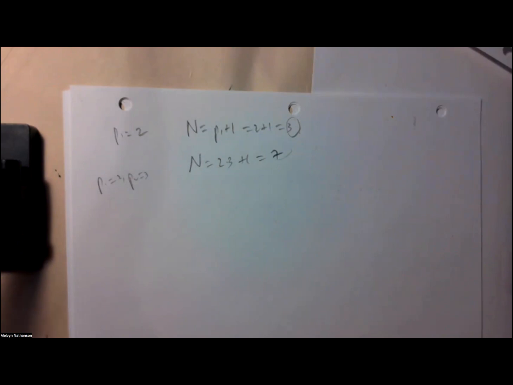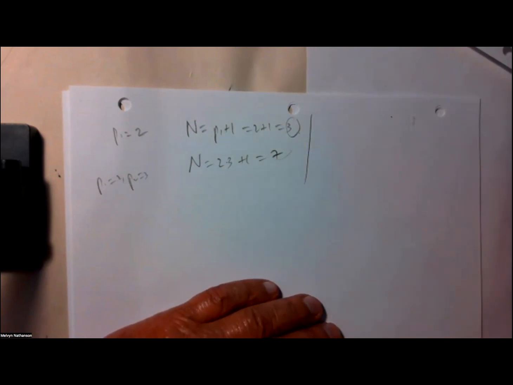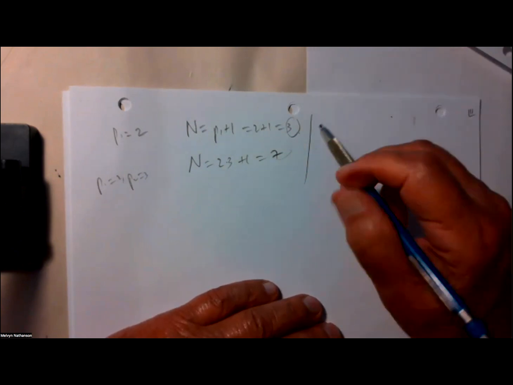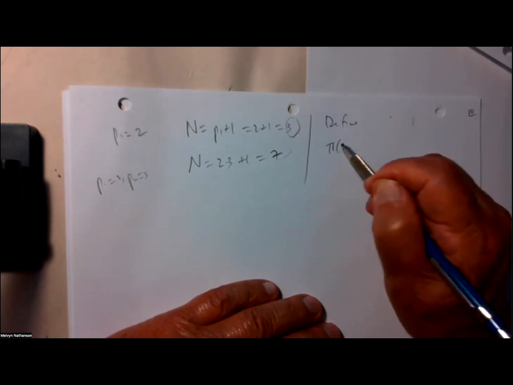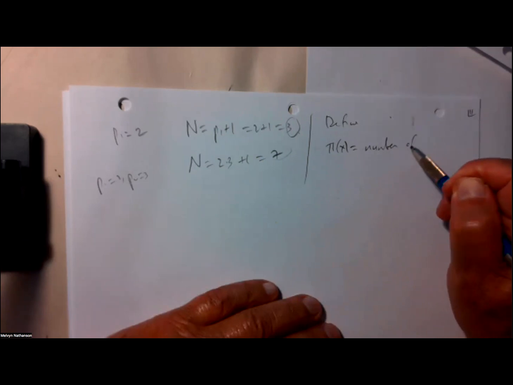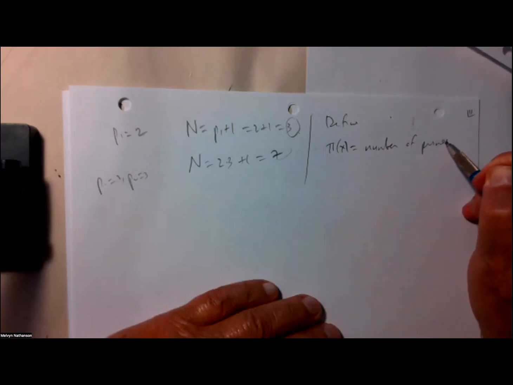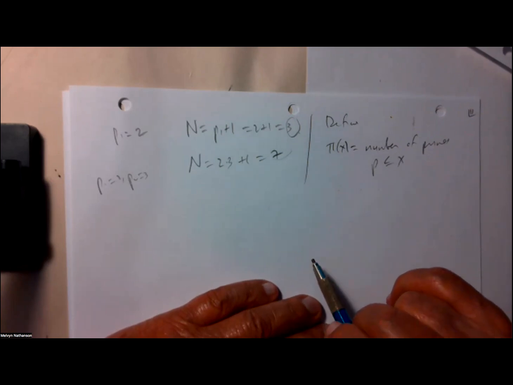No matter what set of primes I start with, this product plus 1 is divisible by some prime, and that's a new prime that wasn't one of the ones I started with. And there's a traditional way of writing this. There's the function called pi of x, which is equal to the number of primes p less than or equal to x, for any x.